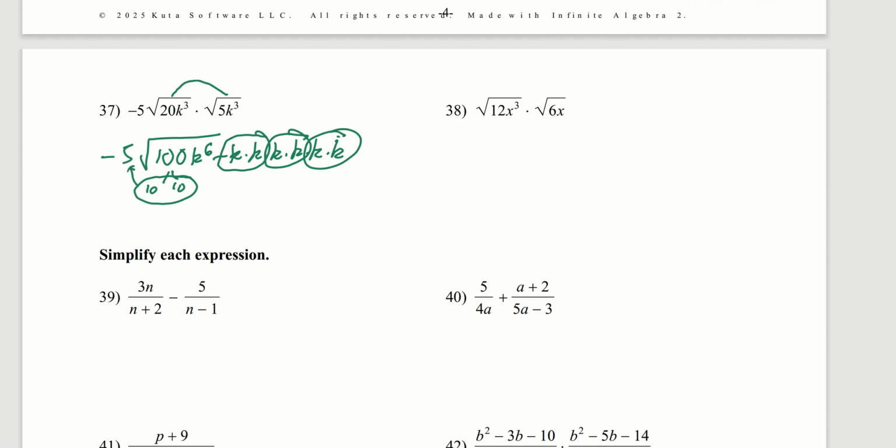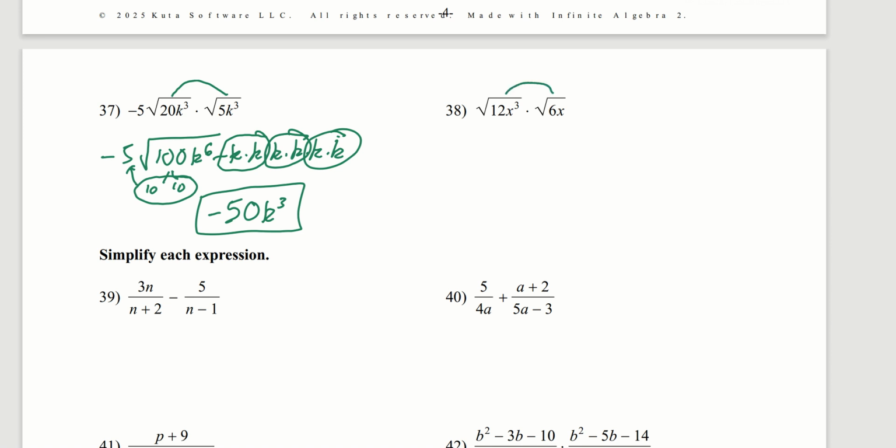I'm also going to take out a 10 as well and multiply it by the -5 that's out there. And so the final answer is -5 times 10, which is -50, and then k to the 3rd. And this would be my final answer. And typically I would draw my square root symbol and then I would write something below it, but actually everything got paired up here, so that is my final answer.